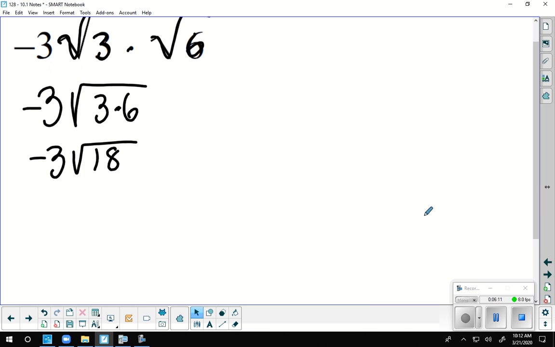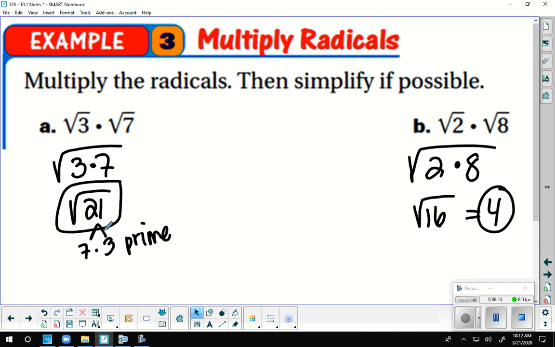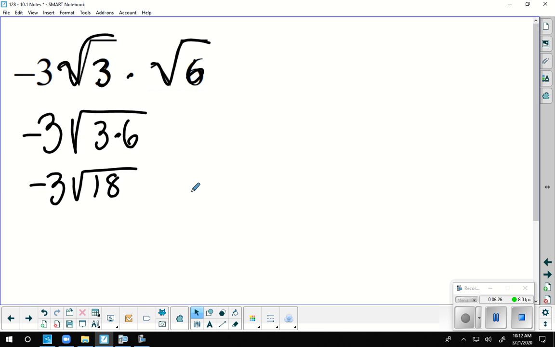So over here, this was simplified because the only two numbers that went into 21 were prime, and this was a perfect square factor. But you're always going to have to simplify if possible, which means, does a perfect square factor go into 18? Well, what are my perfect square factors? That's one way to do it. I'm going to have you guys make a prime factorization tree in order to simplify radicals.